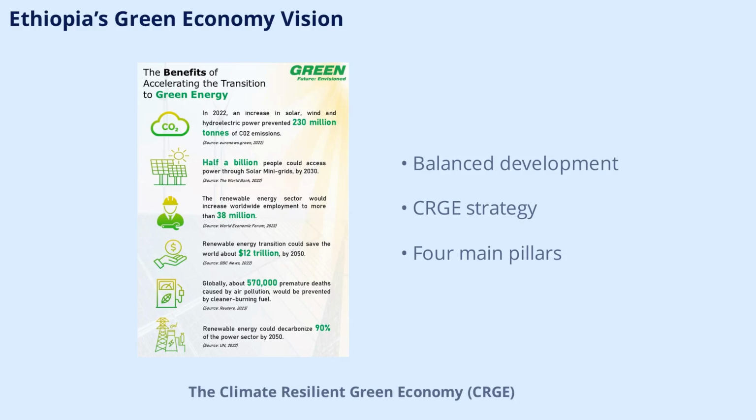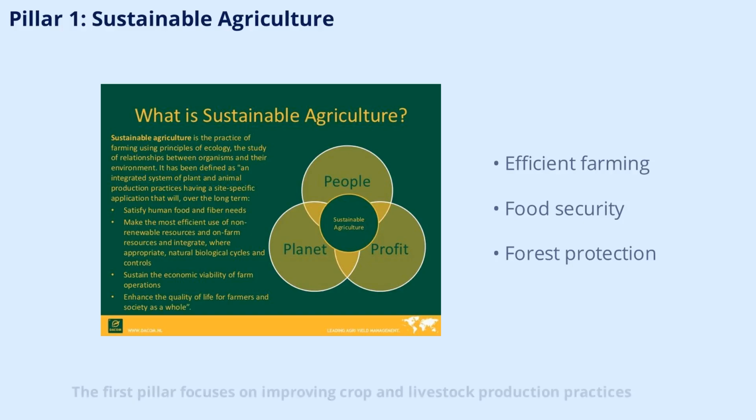The Climate Resilient Green Economy (CRGE) strategy sets out a sectoral approach, identifying initiatives that help the country grow while reducing greenhouse gas emissions. Ethiopia's plan is built on 4 main pillars, each designed to support economic growth and environmental protection. First pillar focuses on improving crop and livestock production practices. The goal is to increase farmer income and food security while reducing emissions.